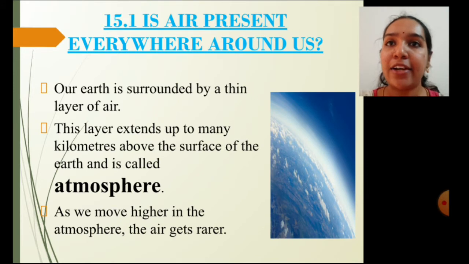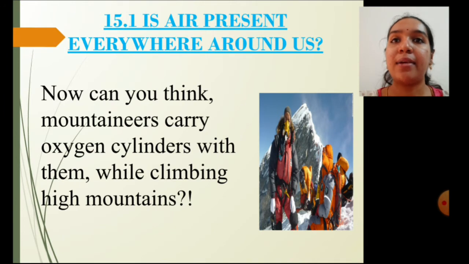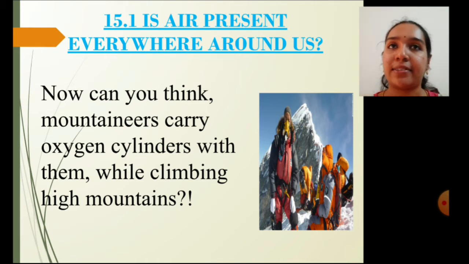A thin layer of air surrounds the Earth's surface and extends up to several kilometers above it, which is called the atmosphere. As you go higher in the atmosphere, the availability of air becomes rarer. That's why mountain climbers carry oxygen cylinders along with them to avoid suffocation due to lack of air.